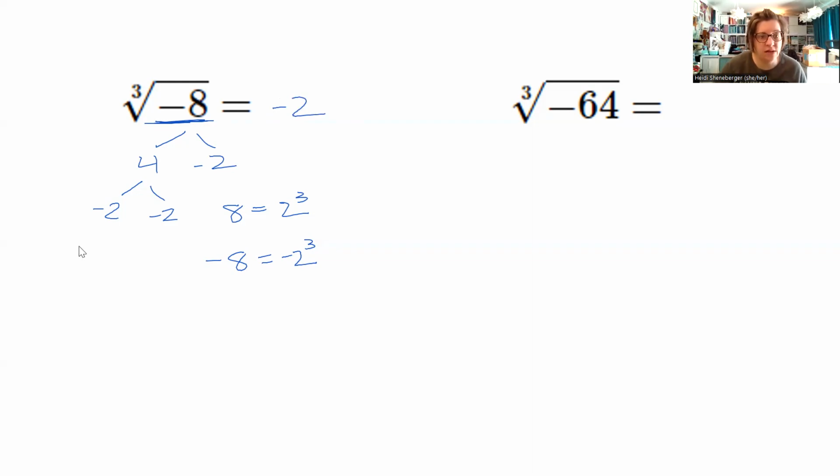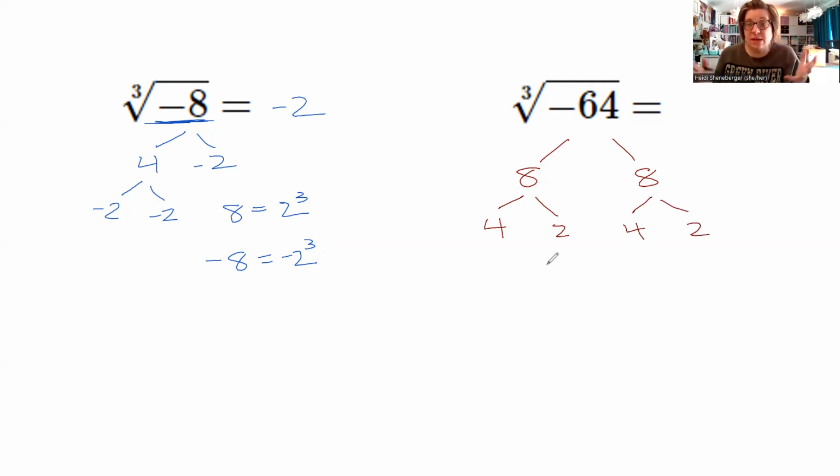Okay, let's look at one more example, again just because I don't feel like they talk about this. And I'm going to do the same thing, right? I'm going to think about what can go into 64. Well, I know that 8 times 8 is 64, but I'm still looking for 3 of the same thing, so I've got to break this down. That's going to be 4 times 2 and 4 times 2. And I could break the 4s down, but then I would end up with 9 2s. Well, that doesn't help me. I'm looking for 3 of something.